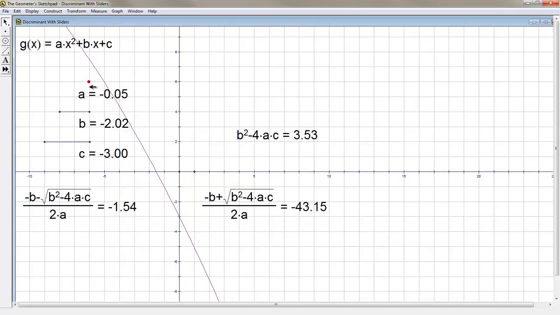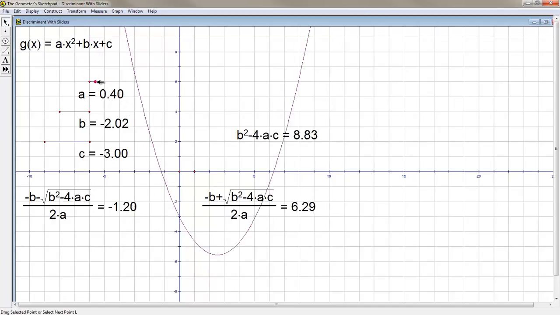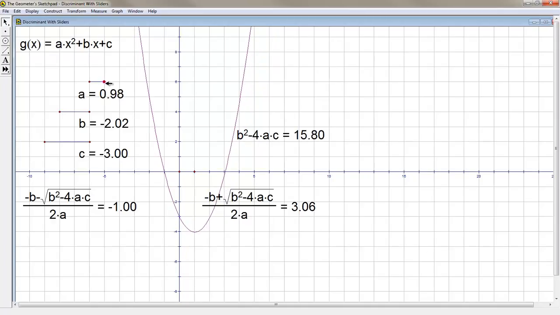Remember, a can't be 0, because if a is 0, you actually get a linear relation, because the quadratic term disappears. It's just a straight line. So let's put a back to around 1. There we go. Now let's vary the b value.